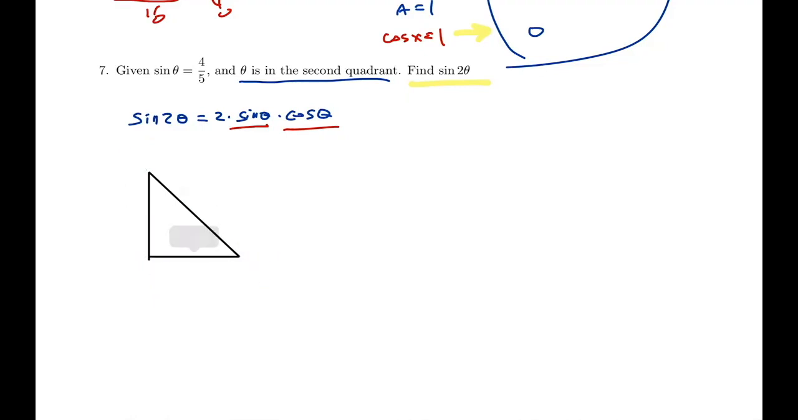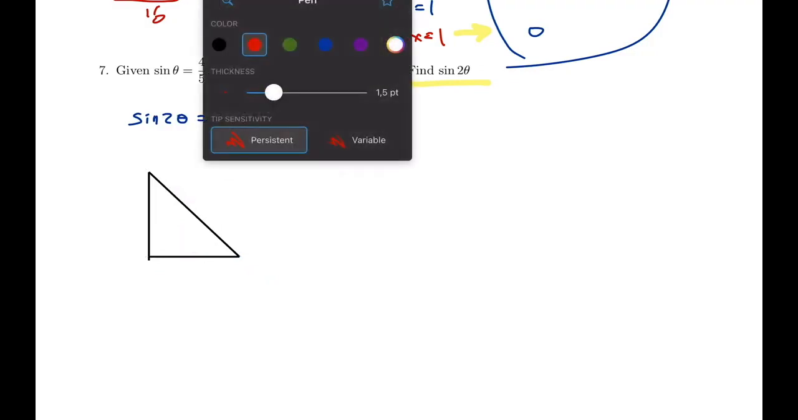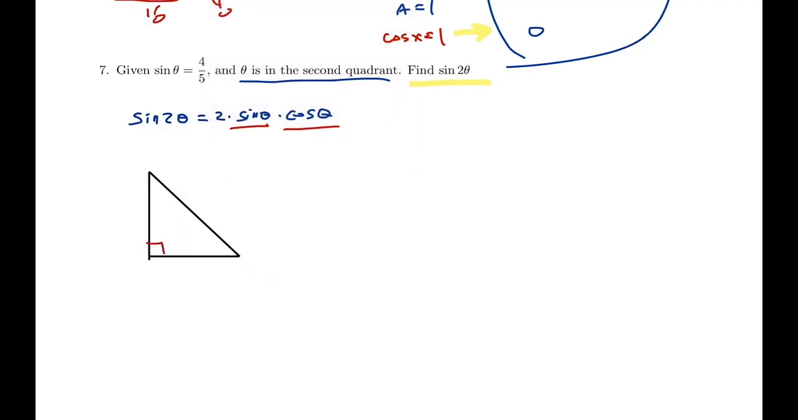This is not a perfect right triangle. Well, perfect as I can draw it. Here's a right triangle. Here's the theta. Sine is 4 over 5. That means this length is 5. Hypotenuse or radius length is 5. And this vertical length is 4.